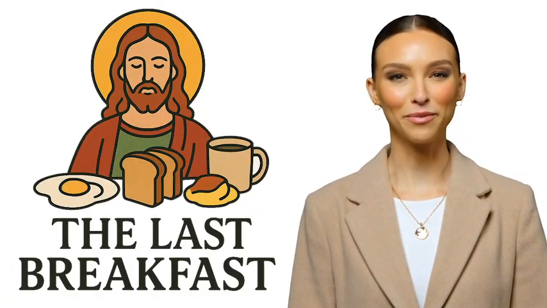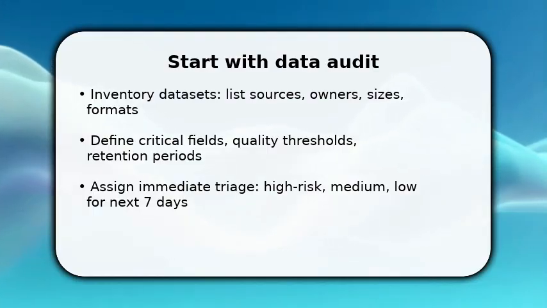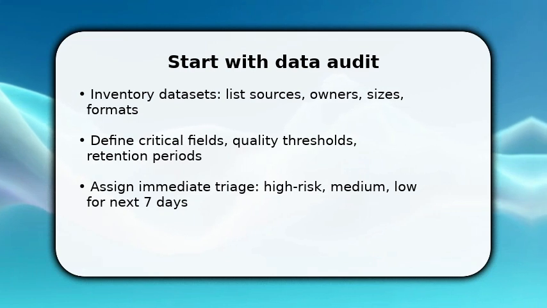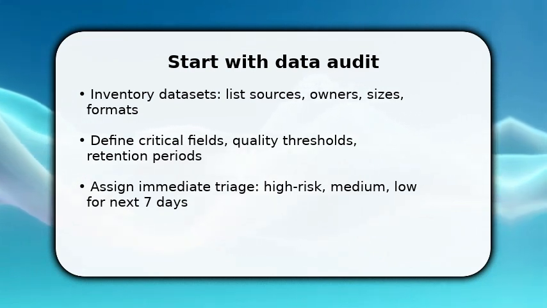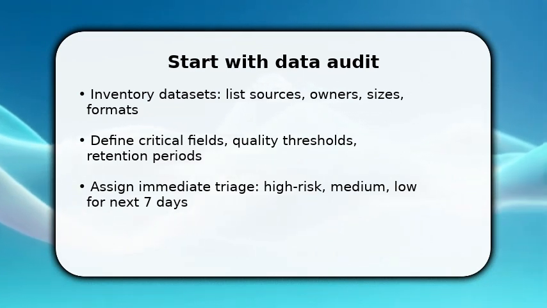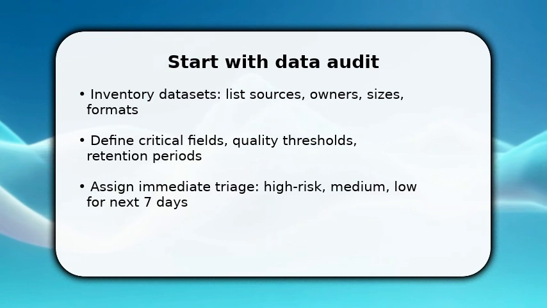Please enjoy the video. You begin with a focused data audit so you know what to fix first. Catalog sources, owners, sizes, and formats. This exposes hidden duplicates and incompatible types. Once done, mark critical fields and set quality thresholds so you can prioritize cleaning.